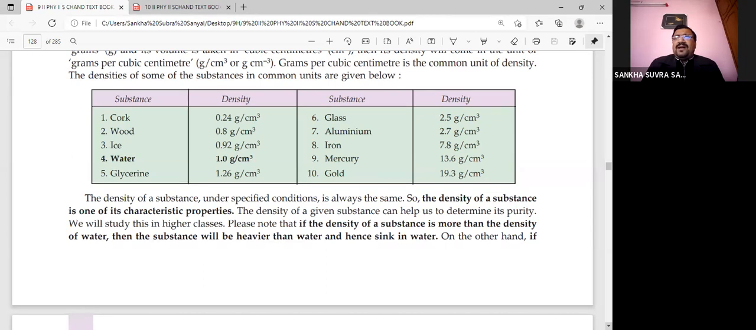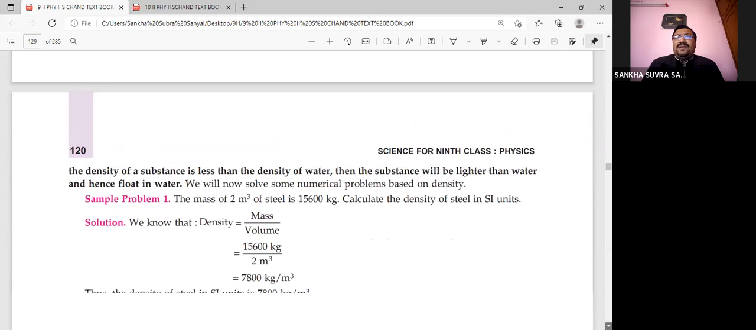These are the different substances that are heavier than water. As I said, the density of any substance is one of its characteristic properties. If the density of a substance is more than the density of water, then the substance will be heavier than water, and hence, what would happen? It will actually sink. On the other hand, if the density of a substance is less than the density of water, then the substance will be lighter and it will be floating on the surface of water, right?